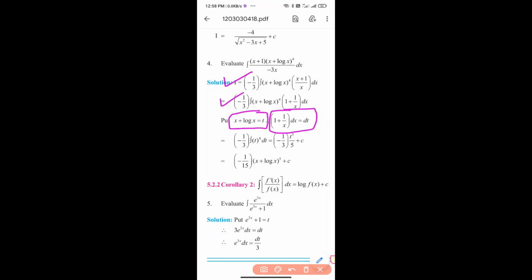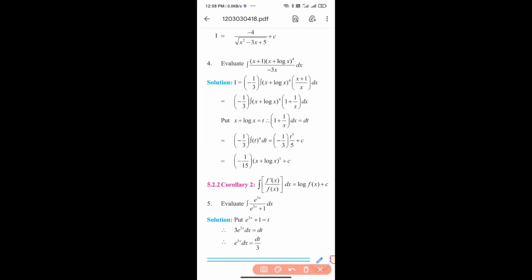Why I'm telling you? Because after you get to know that this is your f dash of x, only then will you understand how to adjust it initially. After solving too many problems, you are going to understand it when you see the problem. But when you're new to this substitution method, you should put t as x plus log x first, and then you should do these steps.